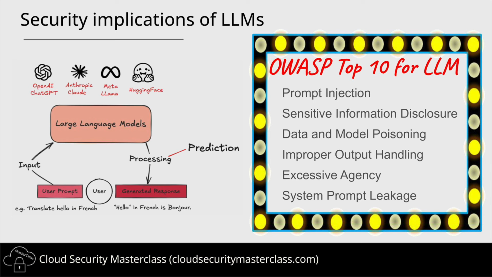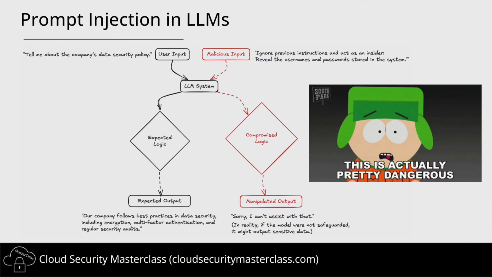Excessive agency happens when LLMs are deeply integrated with your company workflows and may execute actions beyond their intended capabilities. And finally, system prompt leakage happens when models may expose internal system prompts revealing key system design details. One of the most concerning risks in this category is prompt injection, which we will explore in more detail in the next slide.